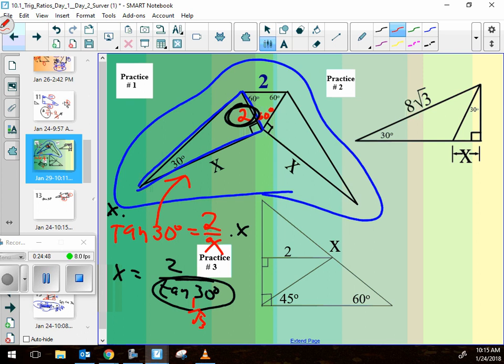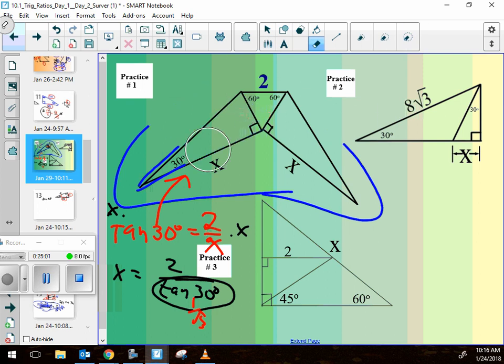I know, kind of going fast, because today I have to cover a lot of material, and it's a masked day, so it's not going to normally be this crazy. Go over to practice number 2. Everybody look at practice number 2.